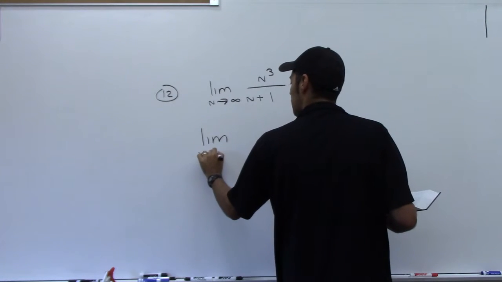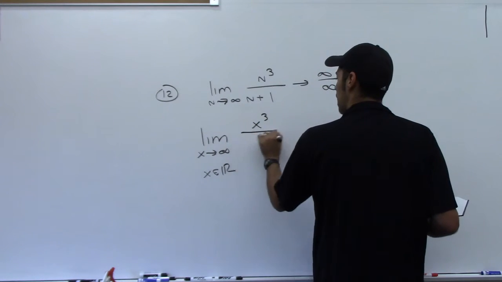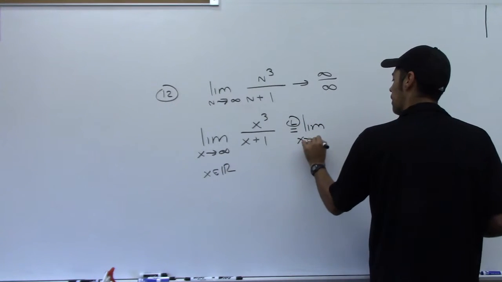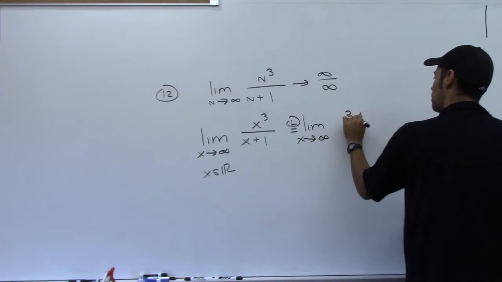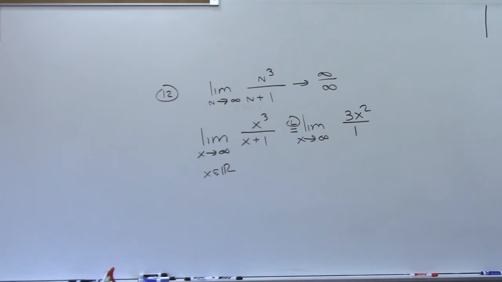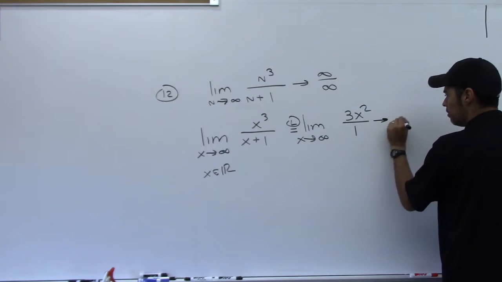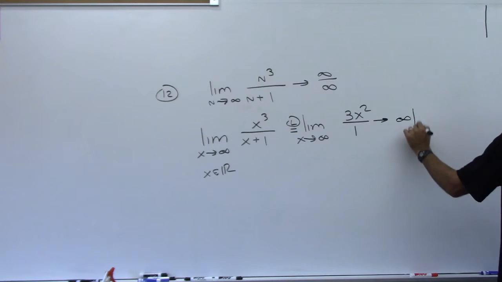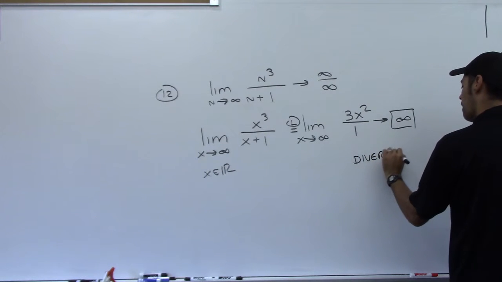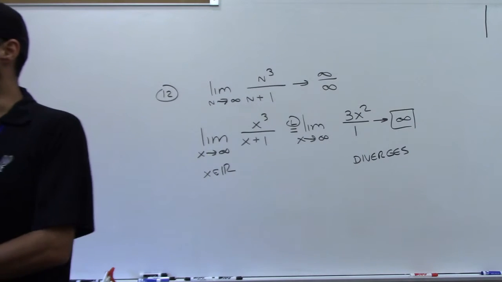So I rewrite it where x is a real number, x cubed over x plus 1. I'm going to apply L'Hopital's rule. Derivative of the top is 3x squared. Derivative of the bottom is 1. And now we get something a little different than what we've seen before. As x gets bigger, the top gets bigger, the bottom is just 1. So this is headed to infinity. And there's nothing else you can say about that. It's getting huge. So what we say is that this diverges. It's got to head to a specific number for us to say it converges.